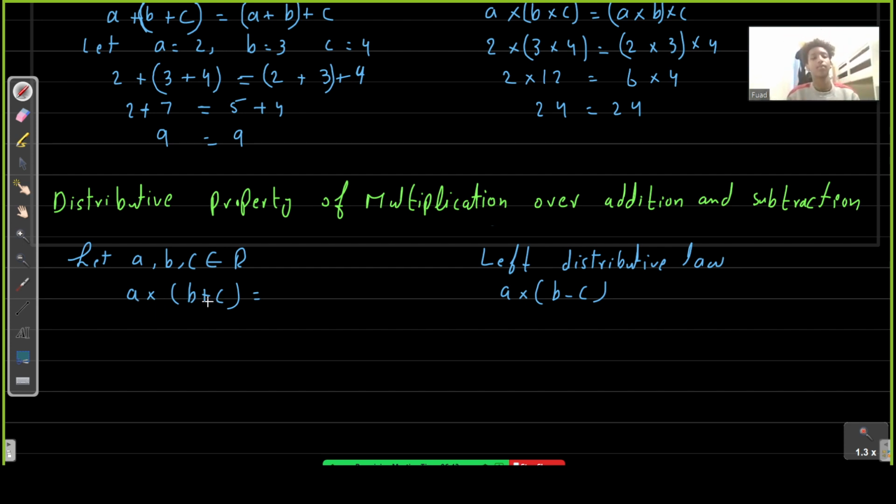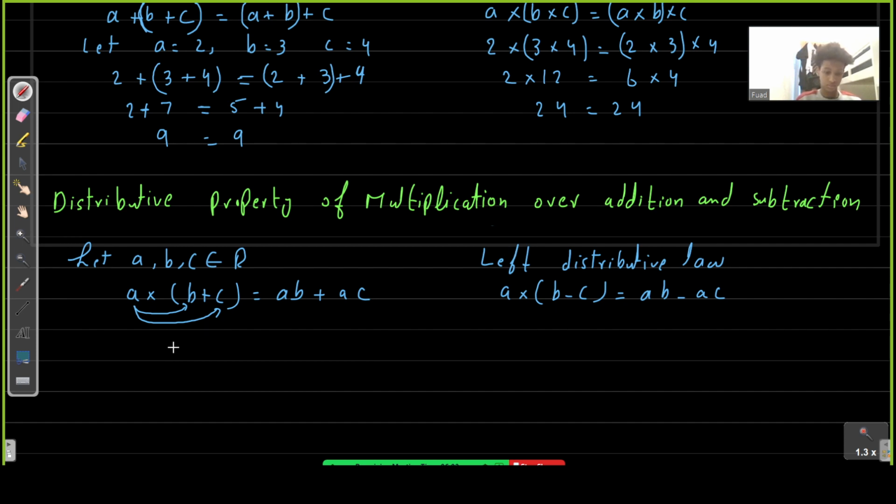So I'm going to multiply A with B first, then we're going to multiply A with C. A multiplied by B is AB, then we need to write the plus symbol, then A multiplied with C, so AC. Again, in the distributive law of multiplication over subtraction, first A times B, then the minus symbol, A times C. Okay, so that's the distributive law, which is the left distributive law.